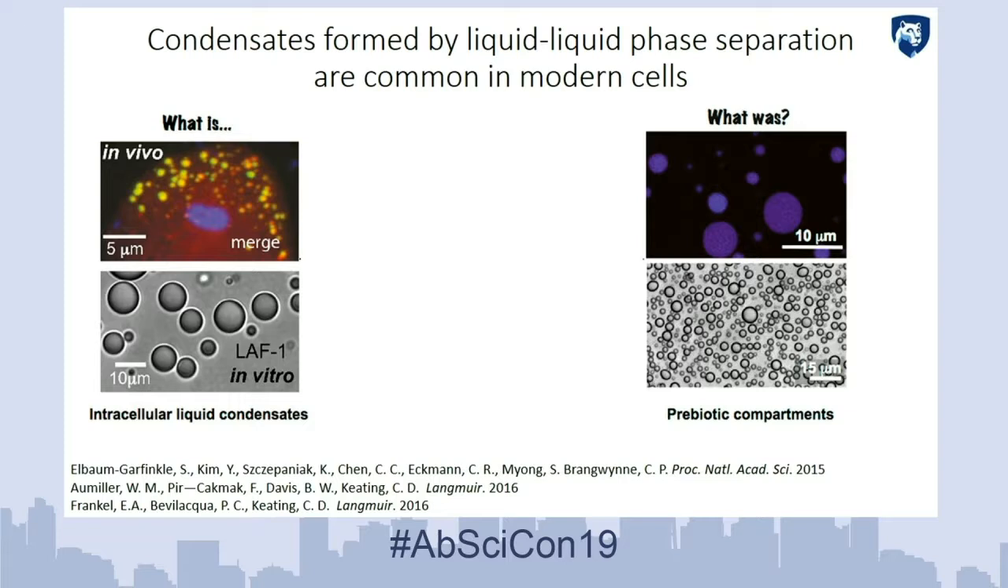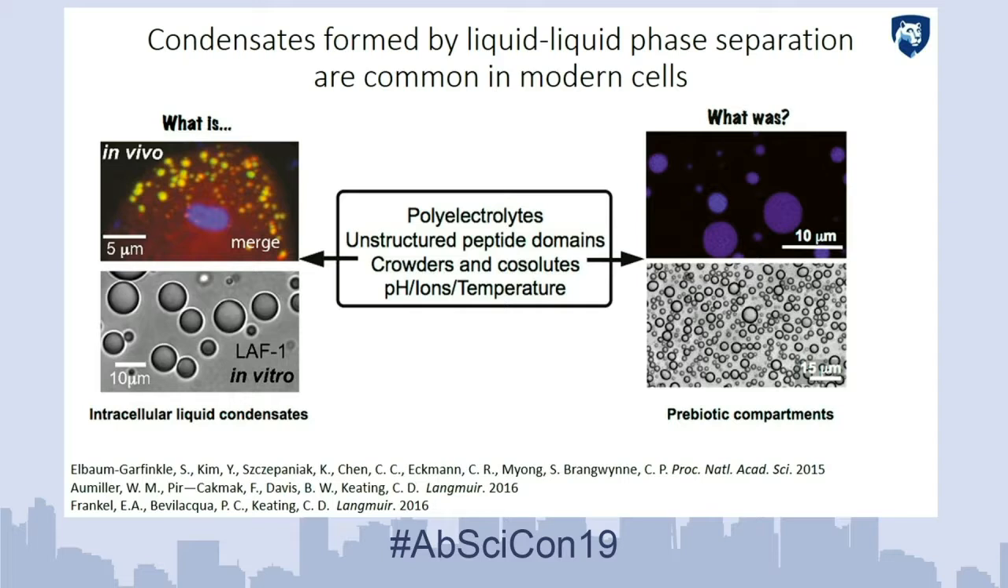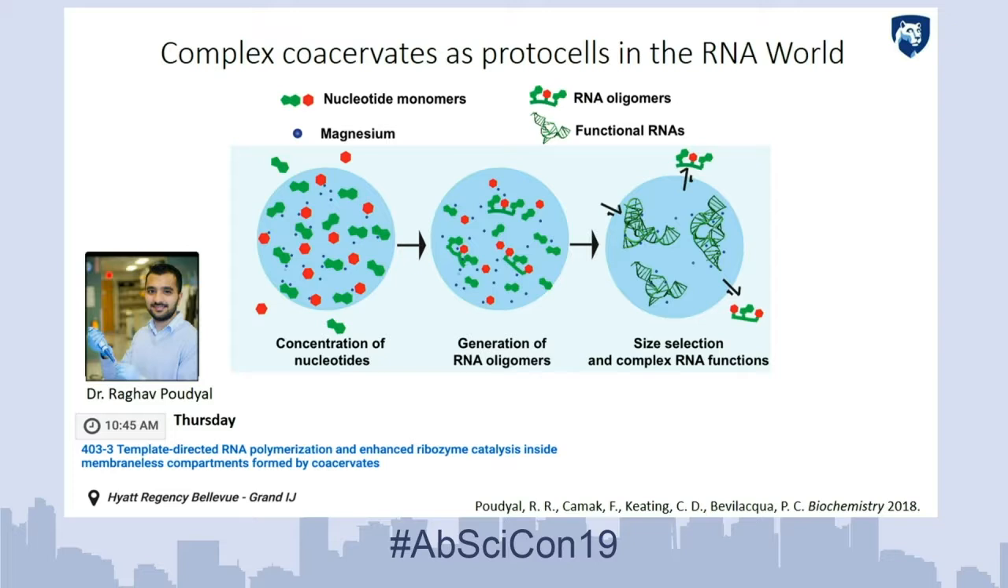And in order to form these condensates, some of the features that are important are polyelectrolytes, unstructured peptide domains, crowders and co-solutes, as well as pH, ions, and temperature. And recently, we published a review on this in Biochemistry, in which we see a number of processes that could emerge for RNA function in an RNA world scenario. Those are the concentration of nucleotides, and then function in terms of non-enzymatic, templated polymerization reactions, as well as ribozyme reactions. And then we also get the concentration not only of the nucleotides, but also of the longer RNAs, which are enriched and encapsulated within the protocell, and the shorter ones, which are less so.